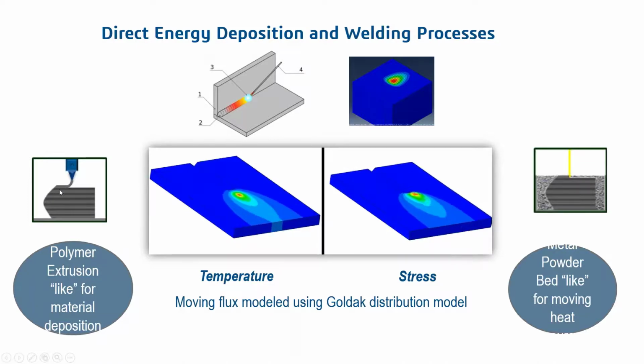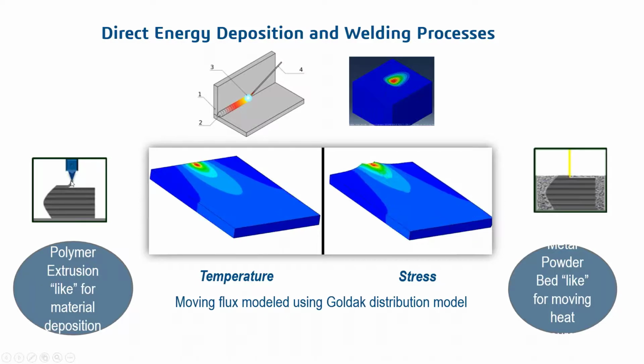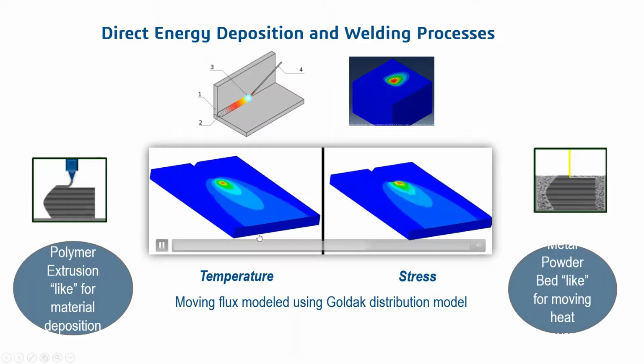We will gradually, or progressively, add material. And for welding purposes, we use the polymer or extrusion-like material deposition. So basically, we just have a path where a nozzle, you can think of that as being a nozzle, will deposit material at a certain rate into the elements.